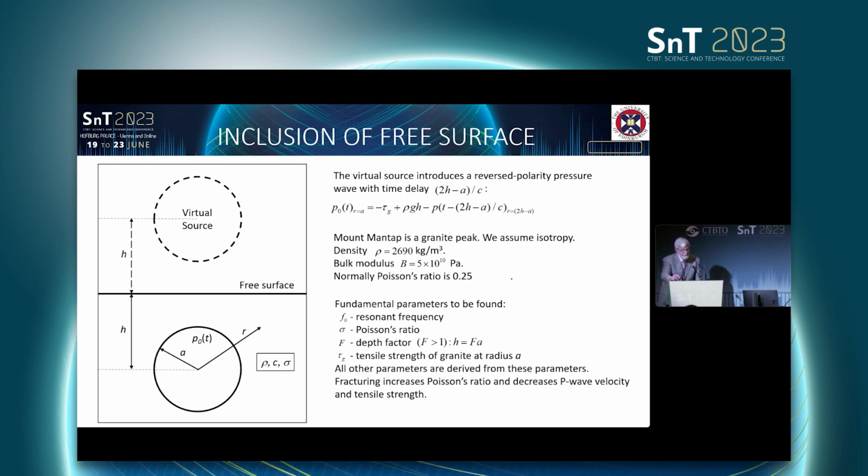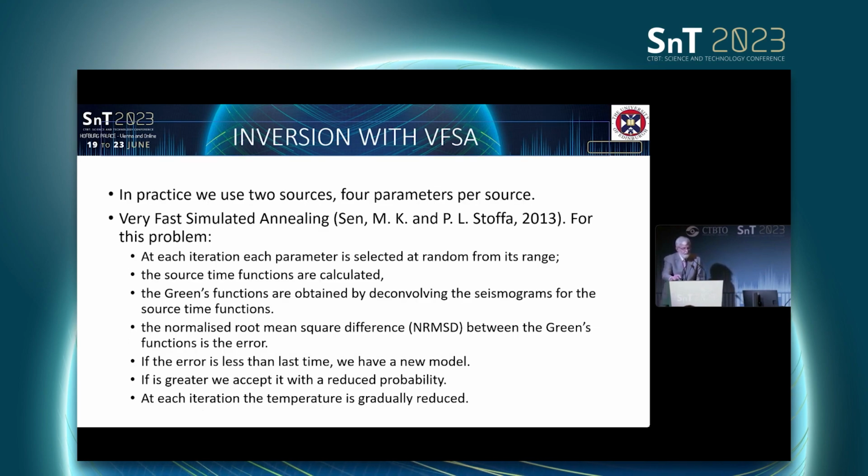Now, Mount Mantap is a granite peak. And so granite is granite, so people have measured it all over the world, and I'm taking some numbers from the literature. The density is 2,690 kilograms per cubic meter. The bulk modulus is 5 times 10 to the 10 pascals. Now, normally, it will have a Poisson's ratio of 0.25, but when you fracture it, Poisson's ratio increases, and then the velocity decreases. So in practice, we're going to use 2 sources, so 4 parameters per source.